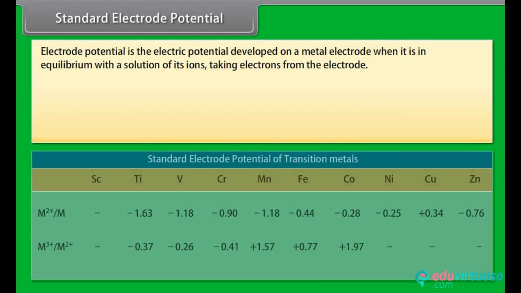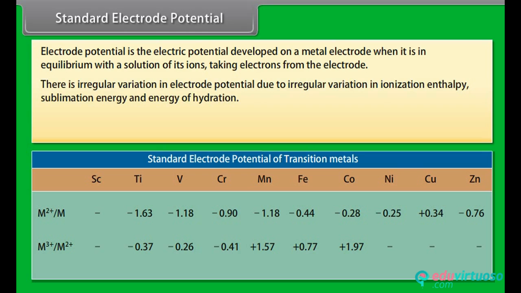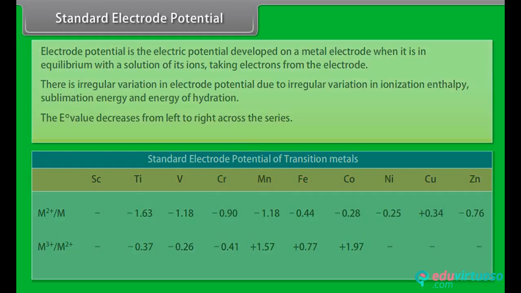Standard electrode potential. Electrode potential is the electric potential developed on a metal electrode when it is in equilibrium with a solution of its ions taking electrons from the electrode. There is irregular variation in electrode potential due to irregular variation in ionization enthalpy, sublimation energy, and energy of hydration. The E0 value decreases from left to right across the series.